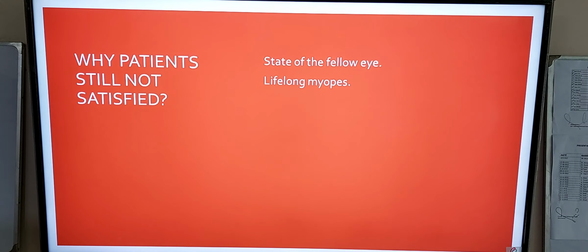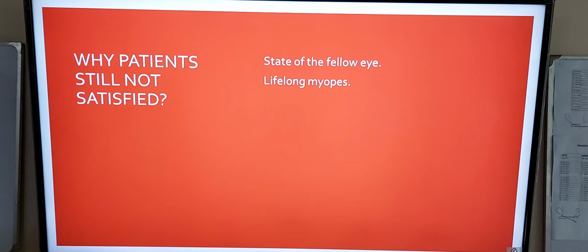After IOL implantation, many patients are still not satisfied. The reason is that the other eye might not be emmetropic, it might have a cataract or some other pathology. Secondly, if the patient was a lifelong myope, he had no habit of using reading glasses. So now he is emmetrope, his far vision will be okay, but now he will need reading glasses, so he usually feels uncomfortable.